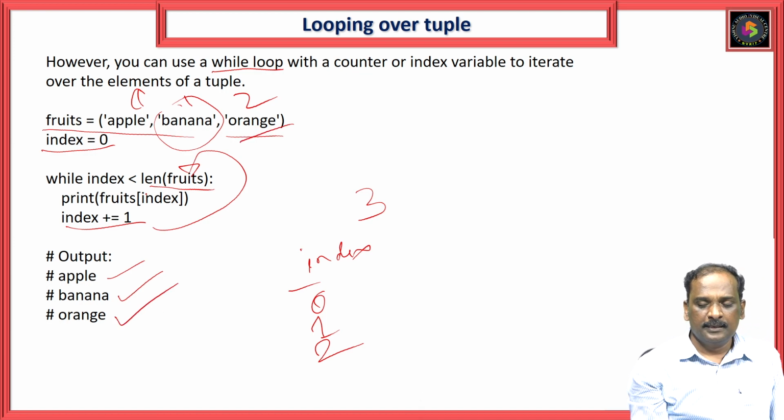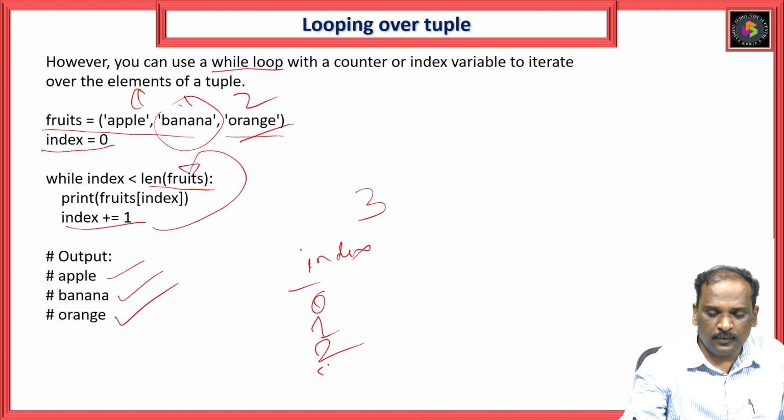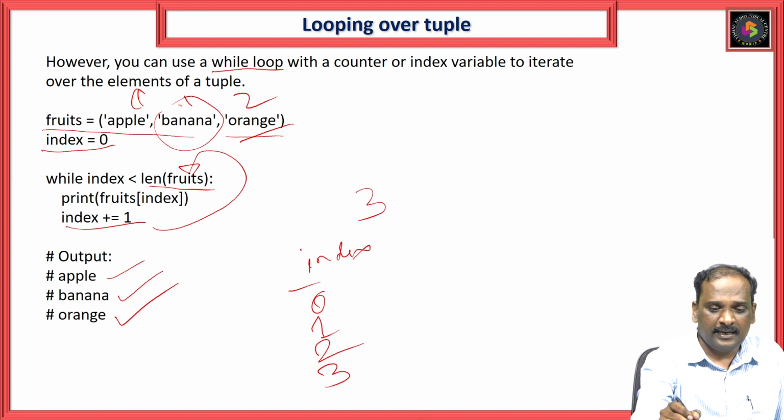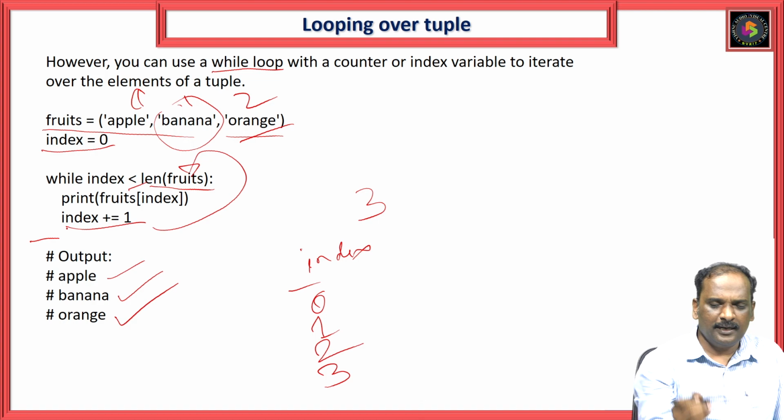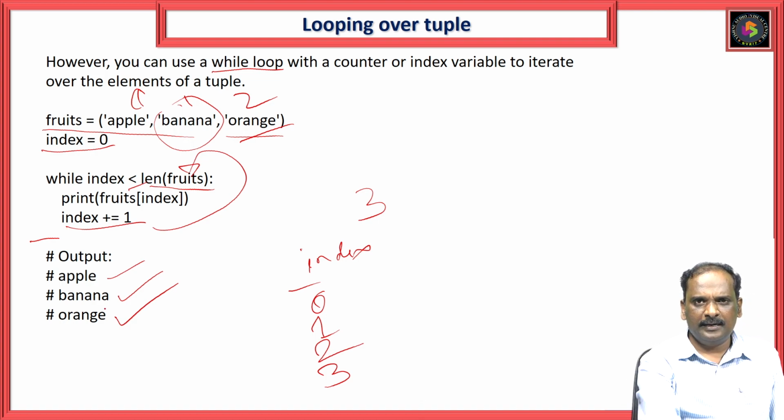So I am displaying orange. Index plus equal to 1. 2 plus 1 is 3. Again check the condition: 3 is less than 3. The condition is false. It will come outside. So by that time we can see that the elements of a tuple are displayed.